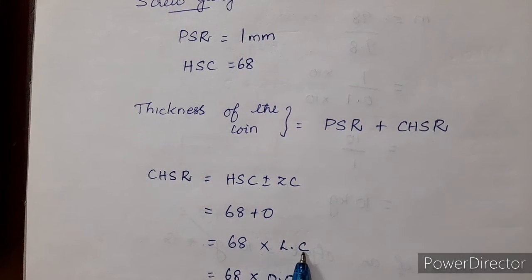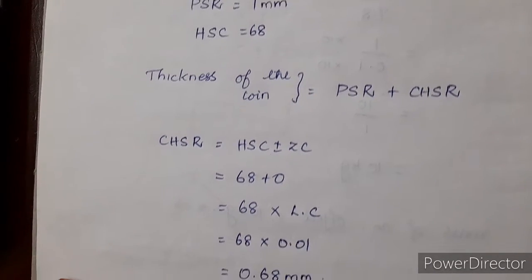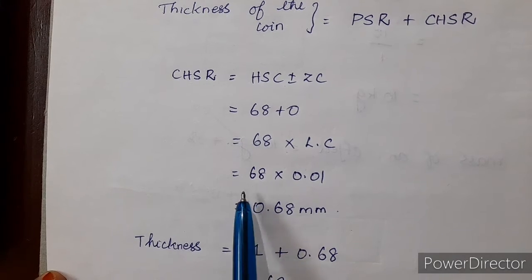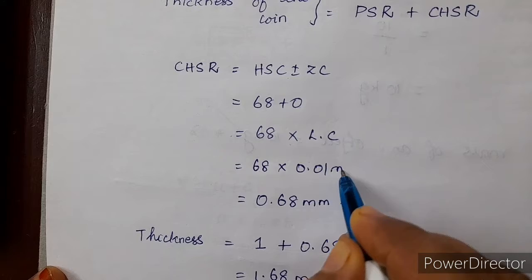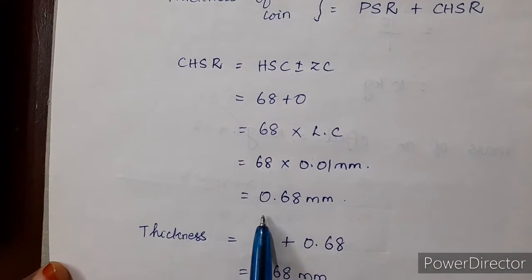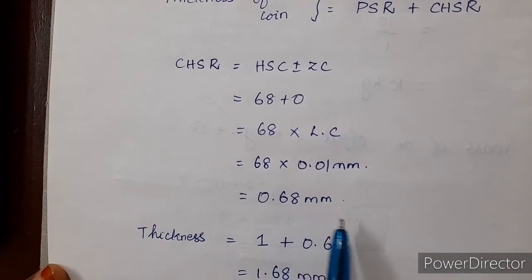Now this should be multiplied by the least count, isn't it? So when you multiply by the least count, it is 68 into 0.01 millimeter, isn't it? So when you multiply, it will become 0.68 millimeter.